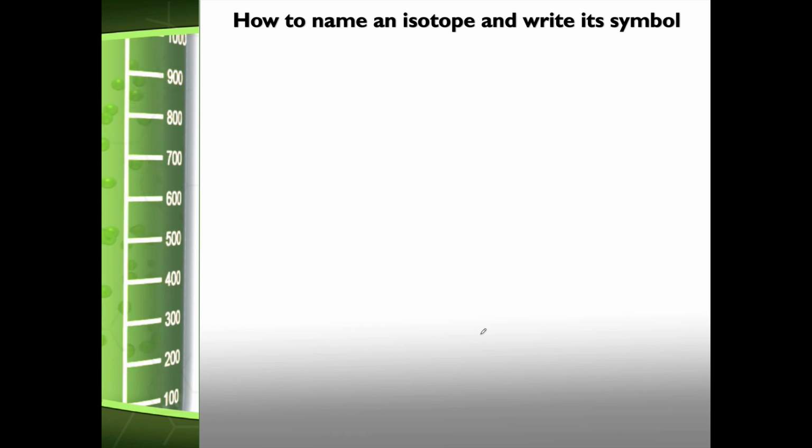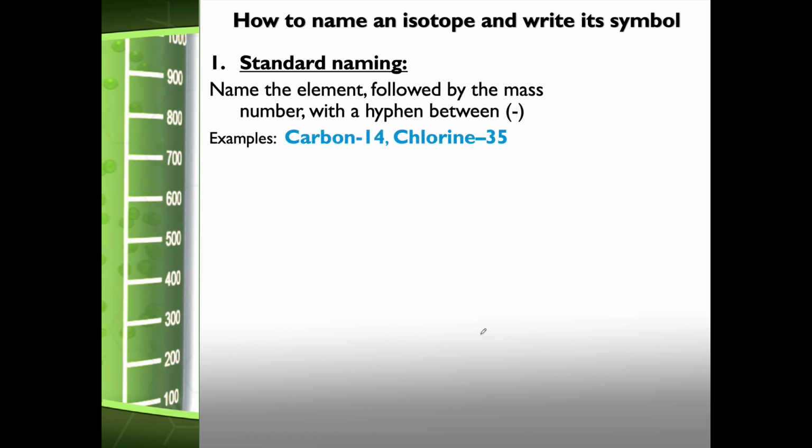Okay, so now we're going to get to this place where we're going to name isotopes and write their symbols, okay? First of all, I've been using standard naming. Perhaps you noticed me saying hydrogen-1, hydrogen-2, lithium-6, lithium-7. That's called standard naming, and that's where you name the element followed by the mass number, and on paper you put a hyphen in between, a little dash, right? So we have carbon-14, chlorine-35.